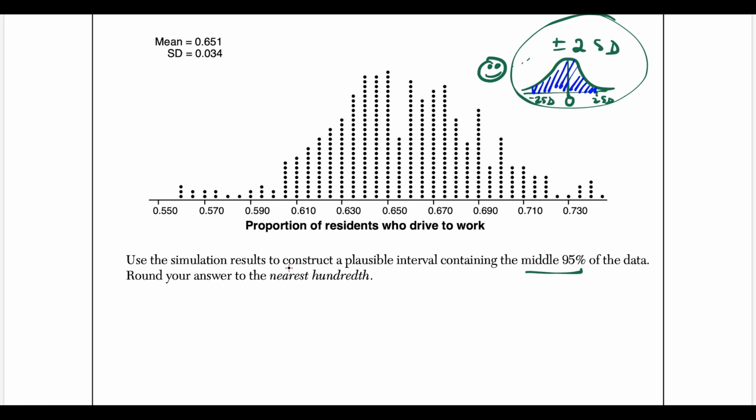For the first part of this question, we have to construct an interval containing the middle 95% of the data based on the simulation, and we're rounding to the nearest hundredth. So for this one, once again, I'm just thinking plus or minus 2 standard deviations, but remember, we're always starting at the mean, the average, which is right in the middle. So here, our left endpoint would be the average, 0.651, but we're subtracting 2 standard deviations like this. So this is going to give us the beginning of our interval.